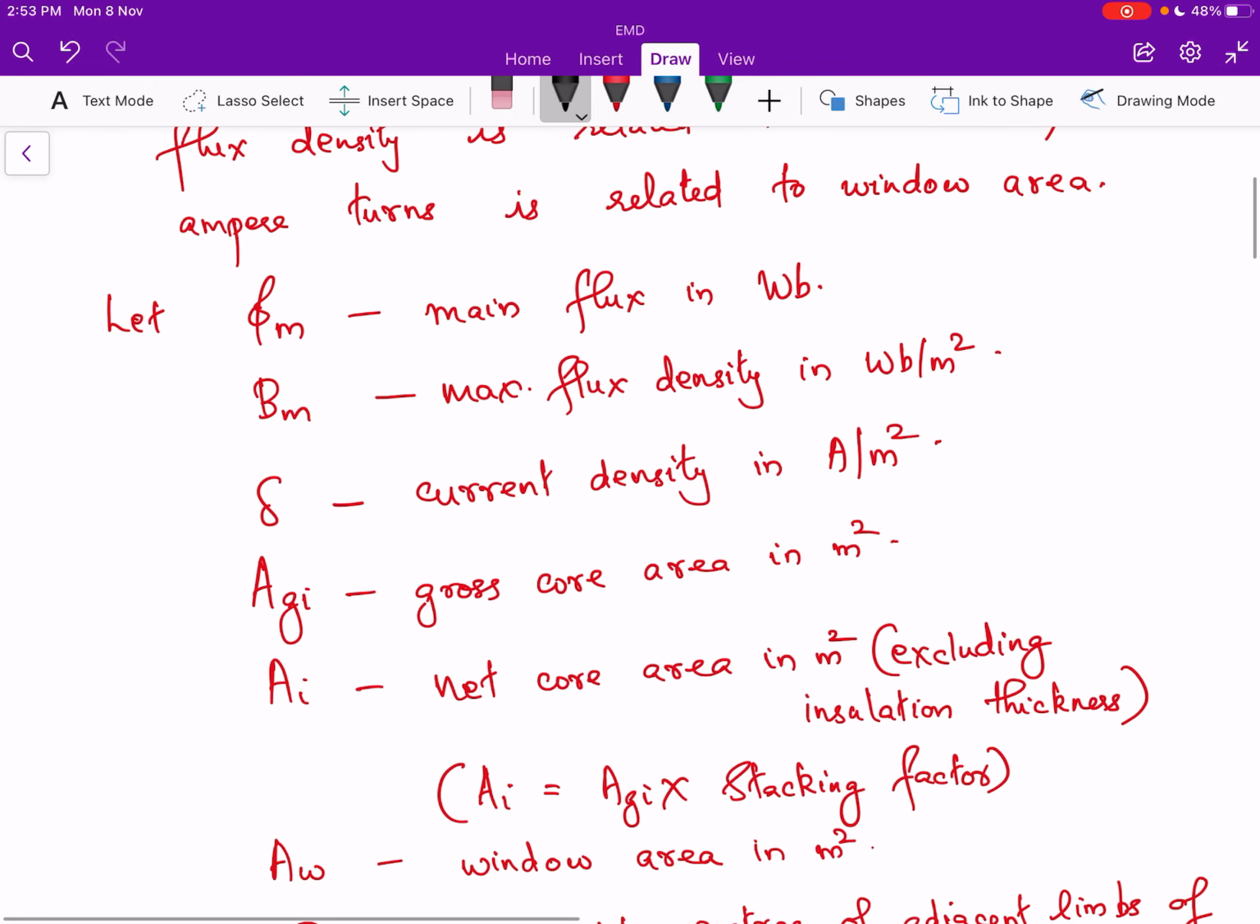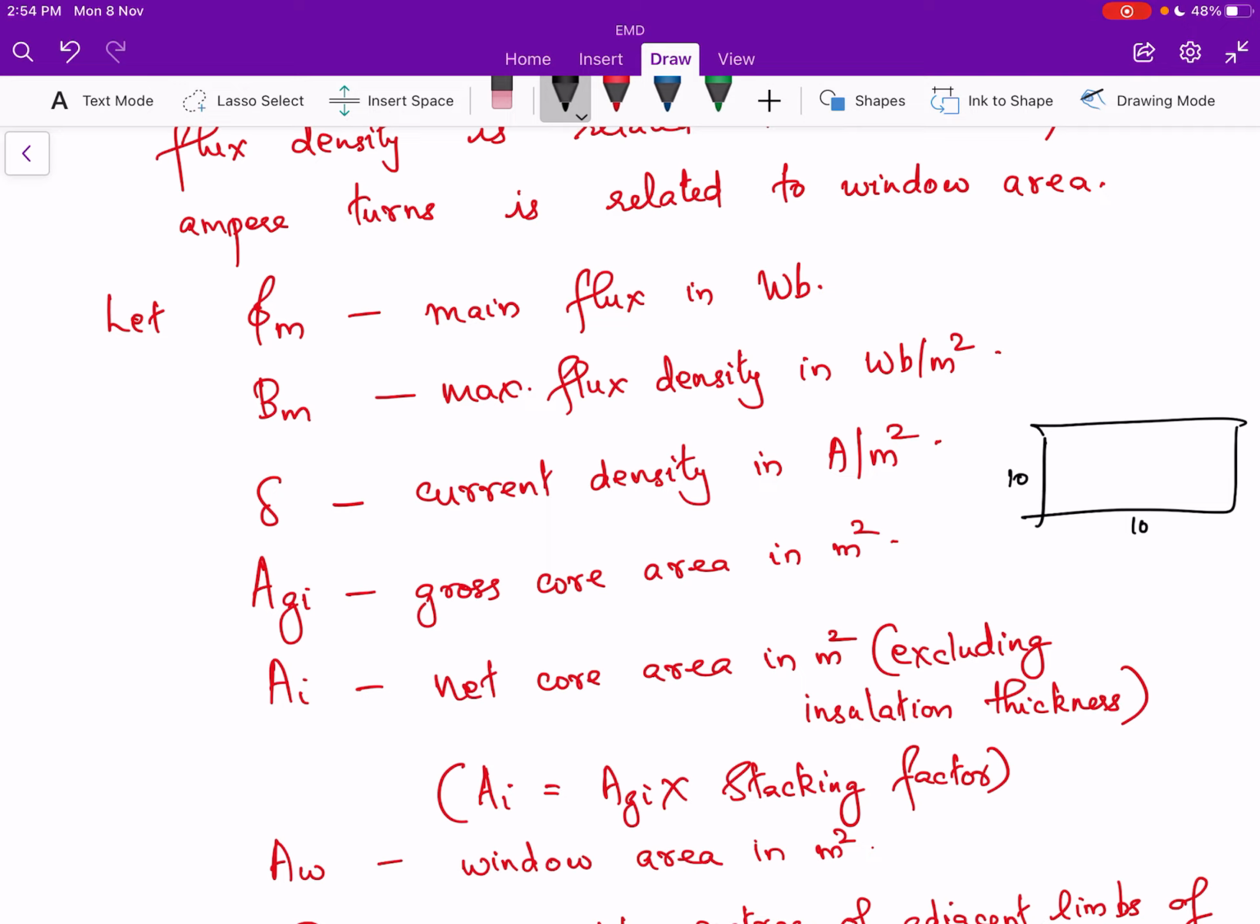So let us consider the core portion. If the area of the core is, say, 10 centimeter here and 10 centimeter over here, then the area of the core will be equal to 10 by 10, that is 100 centimeter square. But that is the gross core area. The net core area will not be equal to 100 centimeter square, because in the transformer core there will be laminations, and in between laminations there will be insulation. So we have to account for the space loss between the laminations due to insulation. For that we are using the stacking factor.